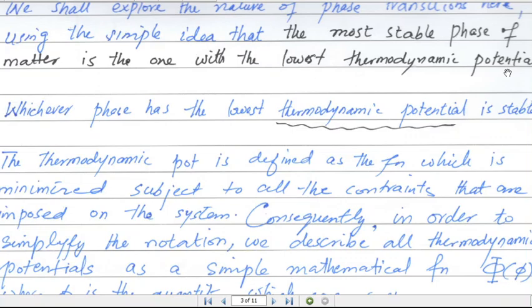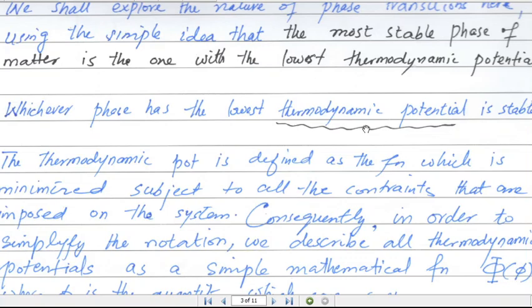So in general, whenever we have a stable phase, there is some thermodynamic potential which is minimized. Whenever a phase has the lowest thermodynamic potential, that phase will be the most stable phase. So whichever phase has a low thermodynamic potential is stable. The phases which have a higher thermodynamic potential are unstable, and they decay into a stable phase.